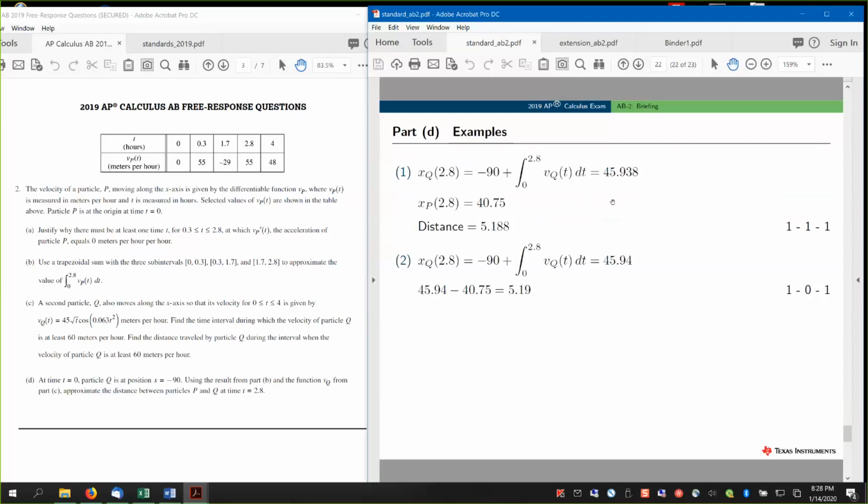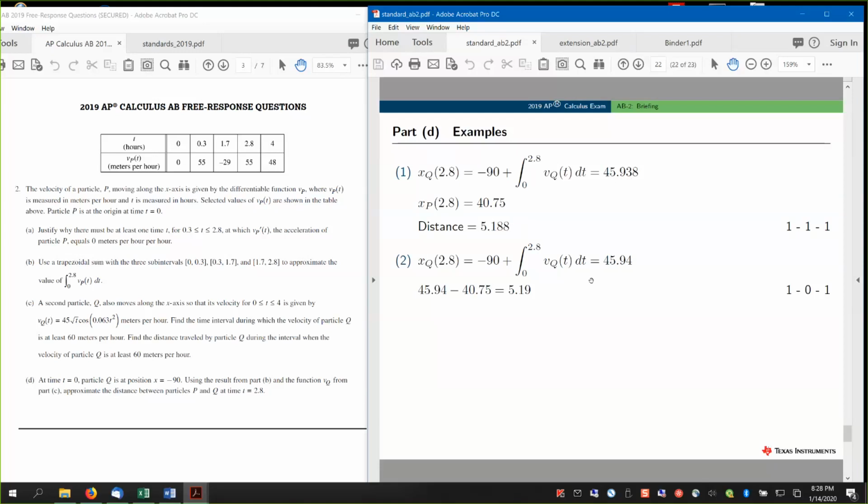In example 1, we see the definite integral and the position of the particle q explicitly stated. This student has reminded us of the position of particle p. Presumably, they brought that in from Part B. And the distance is given as an implied subtraction. I don't see the student actually write this value, 45.938 minus this one. If that's the correct answer, that earns all 3 points.